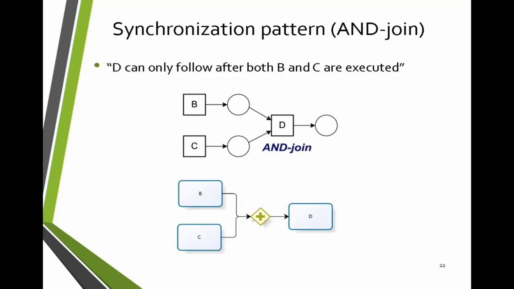In BPMN, the synchronization is performed through the gateway again. This gateway states that you need both branches to be activated. So you have B finishing, activating, but this will not continue until also the lower branch is activated, after finishing C. So therefore, you model the same thing. This is the AND join gateway.